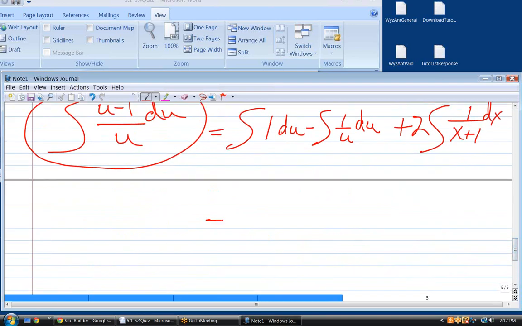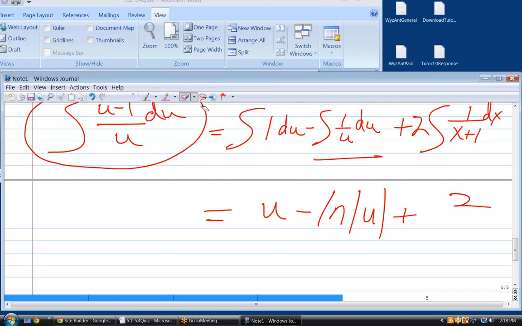Well, that gives us, the integral of 1 is what? The integral of 1 is x. In this case, u. Minus what? Minus u over the natural log, yeah. It's the natural log of u. Always remember that 1 over u integrates to natural log of u. Plus 2 times the natural log of x plus 1 plus c.